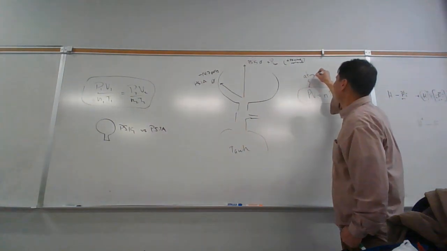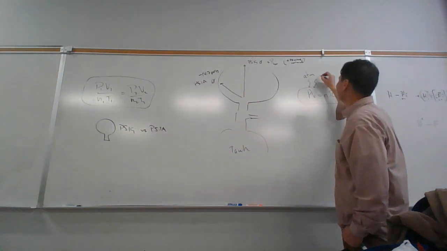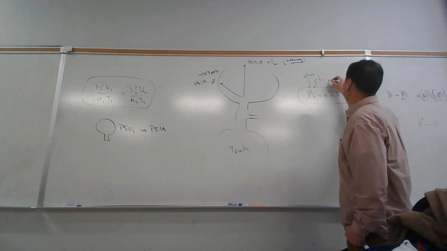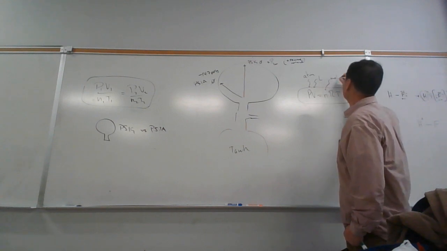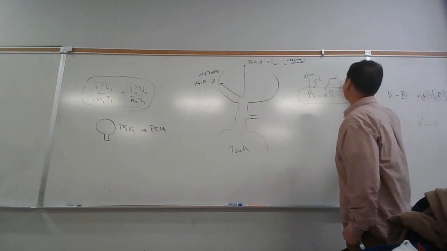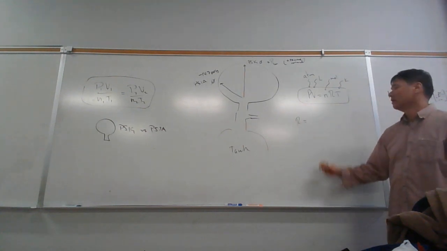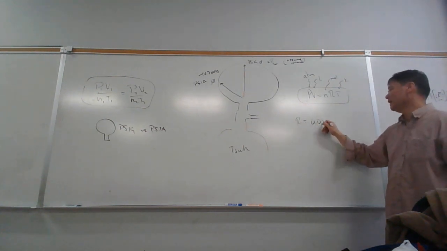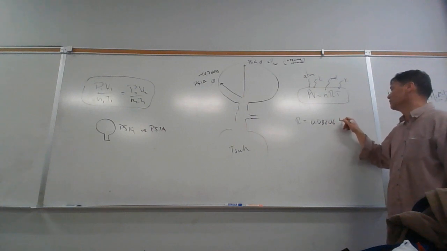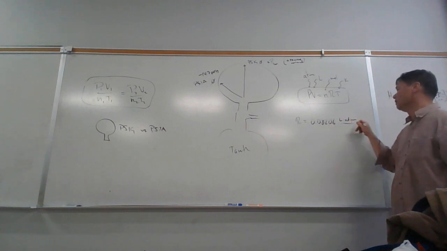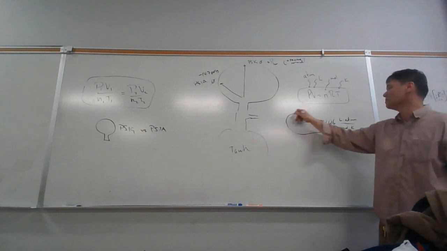And volume, I want it to be in liters. n should be in moles, and T should be in Kelvin. And therefore, I'm only going to memorize one R. And the one R is 0.08206 liters times atmosphere per mole Kelvin. This is what I memorized here.